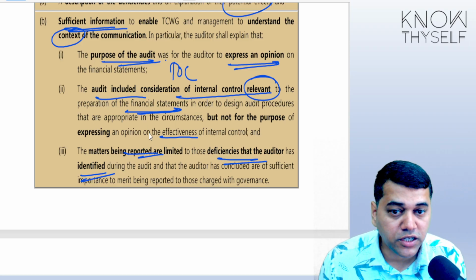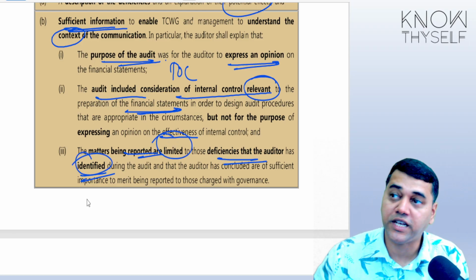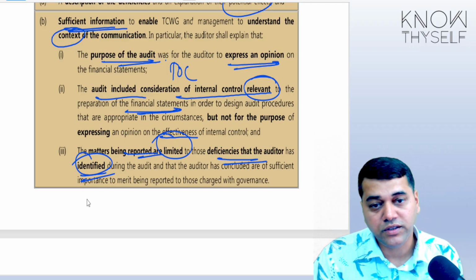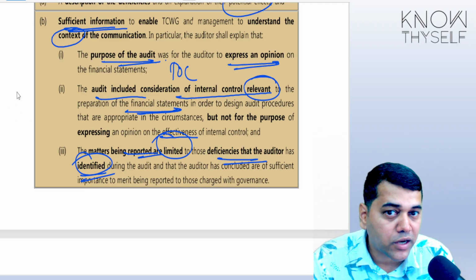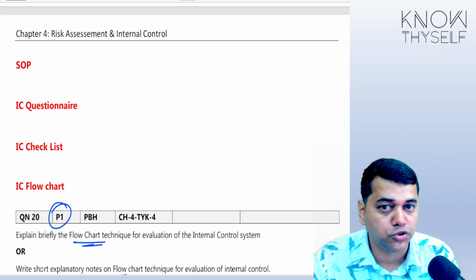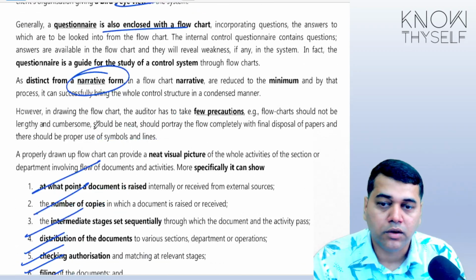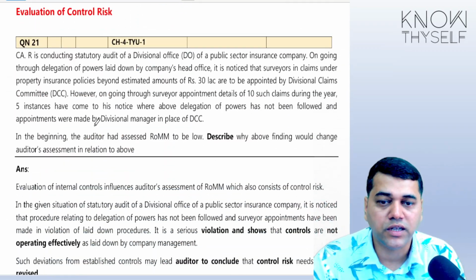They are limited to the deficiencies which the auditor has identified. There can be still more deficiencies. With this, you are free from your liability. This is what you are supposed to do as per the standard. Okay, now let us go to evaluation of the control risk.